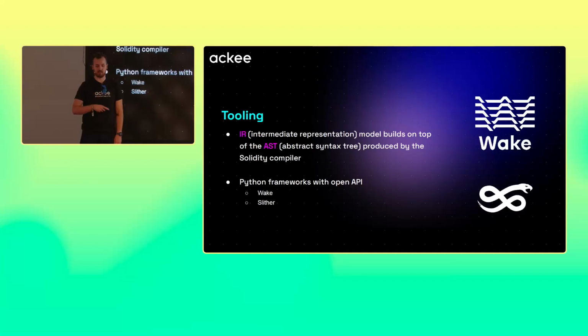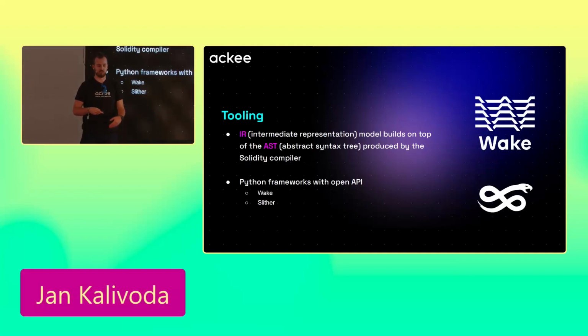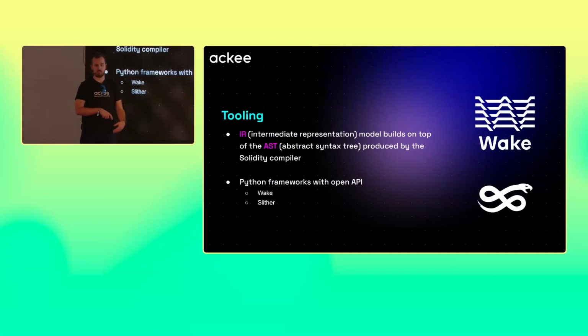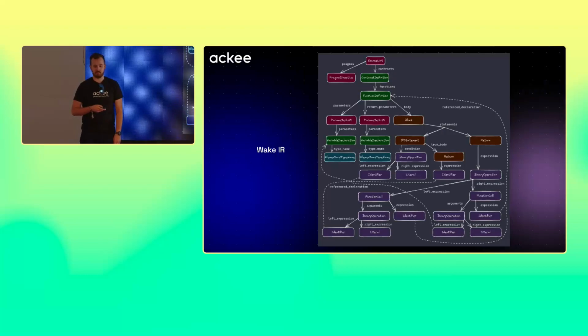This brings us to the tooling. Static analysis tooling is mostly based on some sort of intermediate representation model that is built on top of the AST, which is produced by the Solidity compiler. So when you want static analysis tooling, you will probably need some IR model. There are currently two leading frameworks, Wake and Slither, which build an open API over their intermediate representation model.